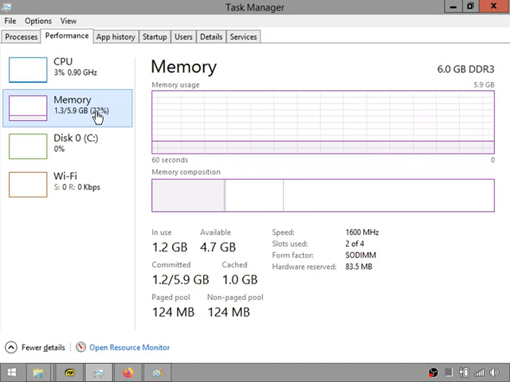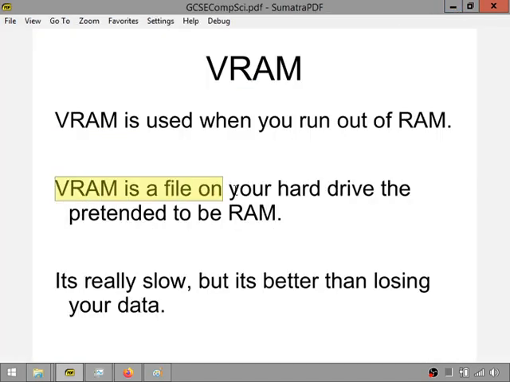If you used up all your RAM, your programs would crash and break and you would lose that essay you were working on, and that homework that was due in the next day would just go in the bin and you'd have to do it again. However, there is a solution. There is something called VRAM.